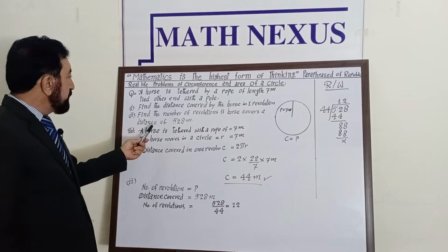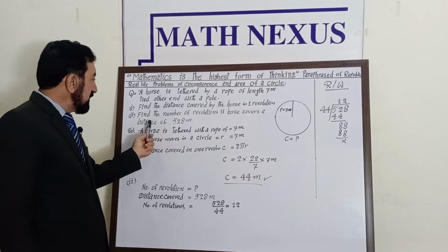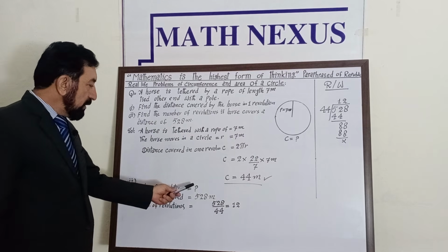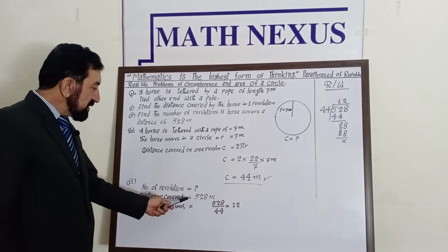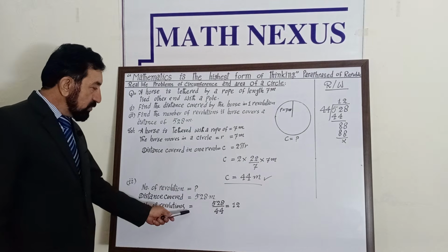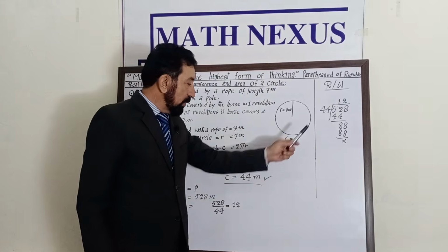Now second, find the number of revolutions. If the horse covers a distance of 528 meter, the number of revolutions is unknown. Distance covered equal to 528 meter. Number of revolutions equal to 528 upon 44. This is equal to 12.